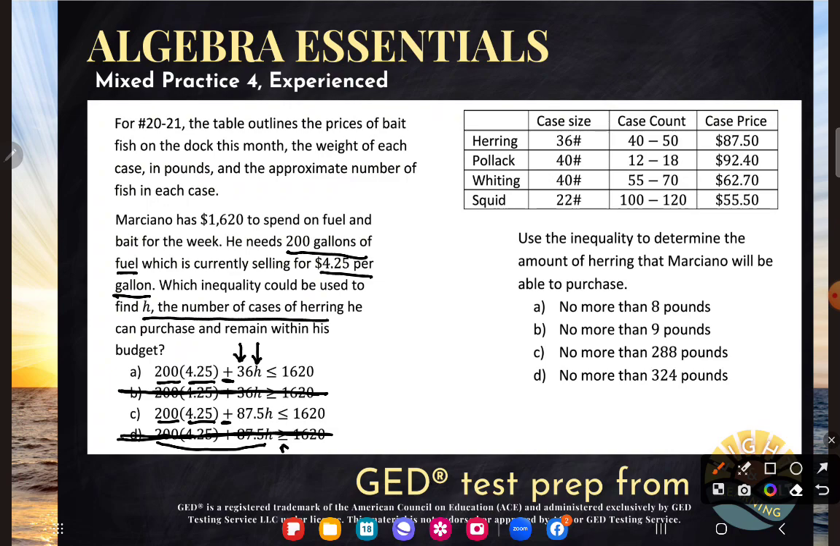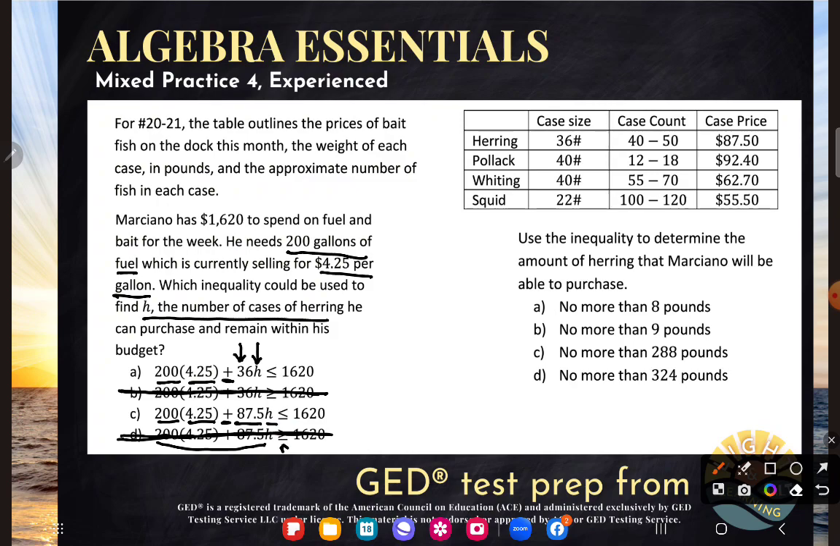H, the number of cases of herring. So 36 times the number of cases of herring, or 87.5 times the number of cases of herring. So that's the only difference really between these two. And so we just need to figure out, do I need the number 36 or do I need the number 87.5?